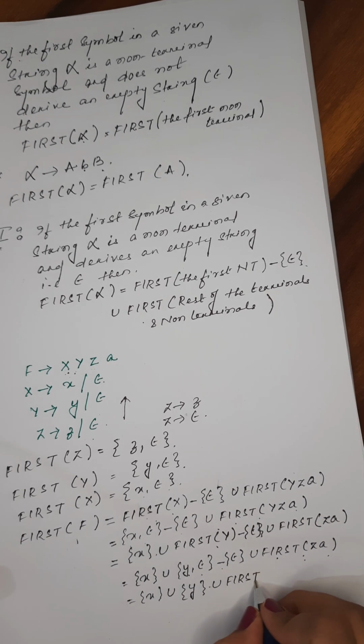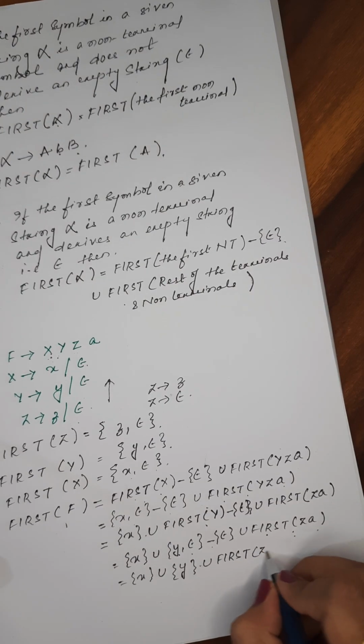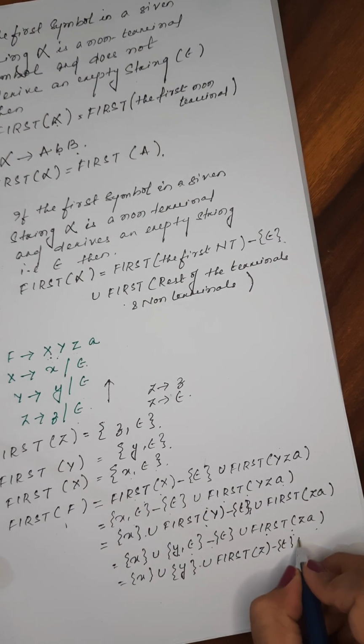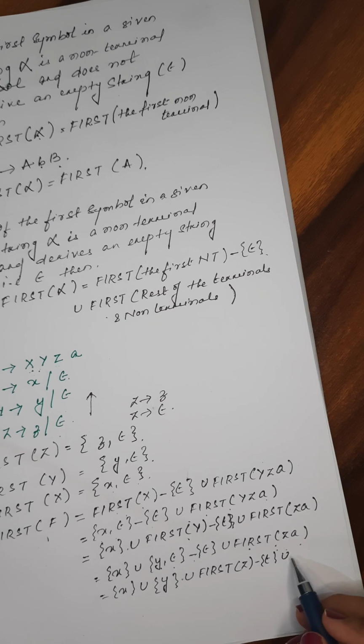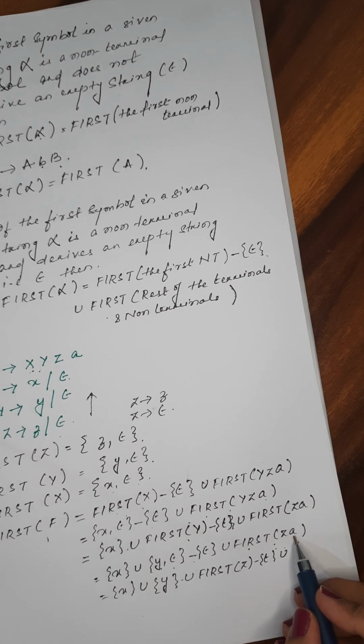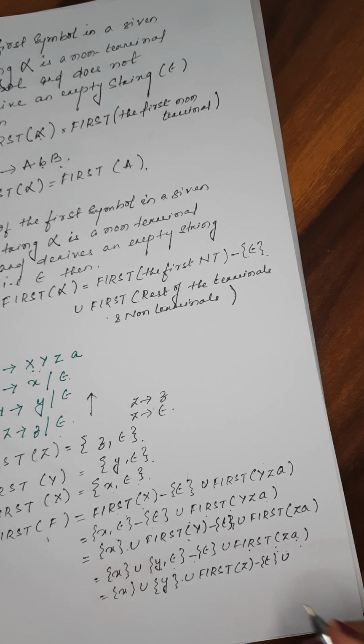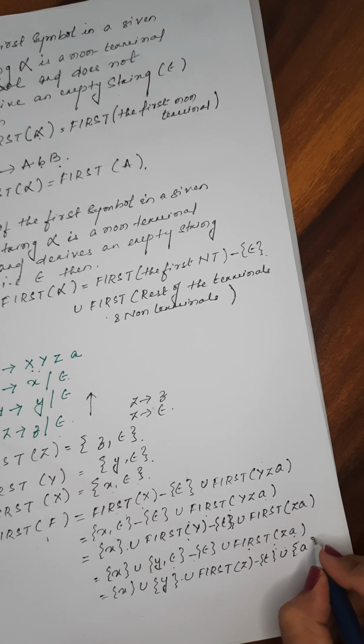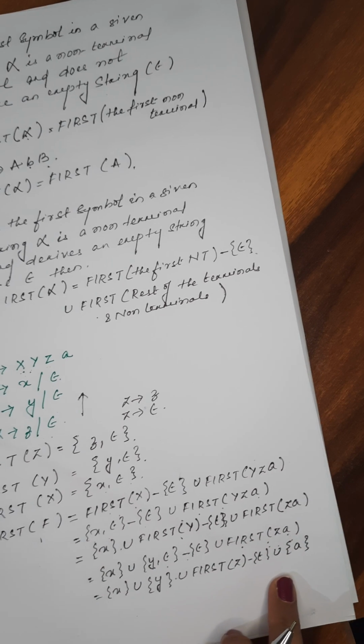Is equal to union first of z minus epsilon union, what is the rest? A. And what is A? A is a terminal symbol. What will be the first of a terminal symbol? The same answer. So, we can directly write union A. No need to write again first of A.